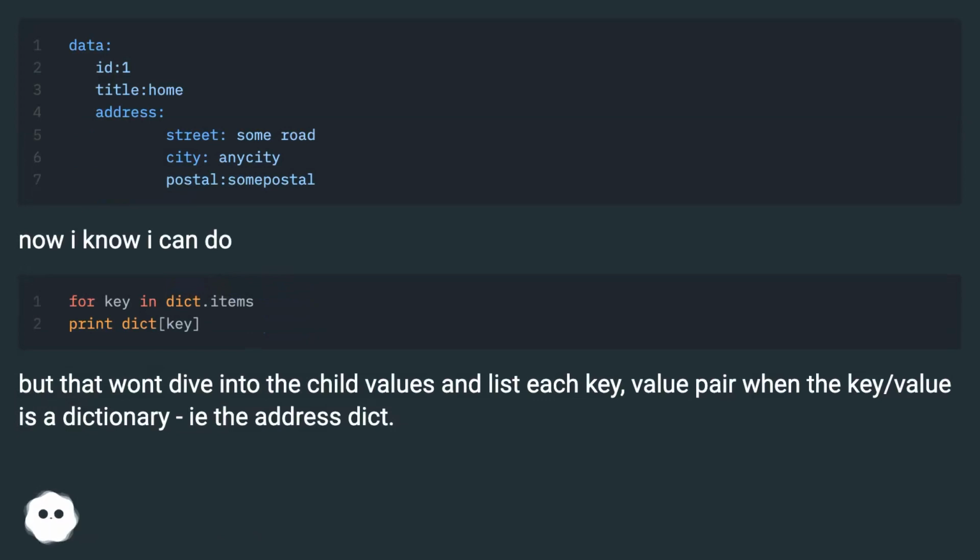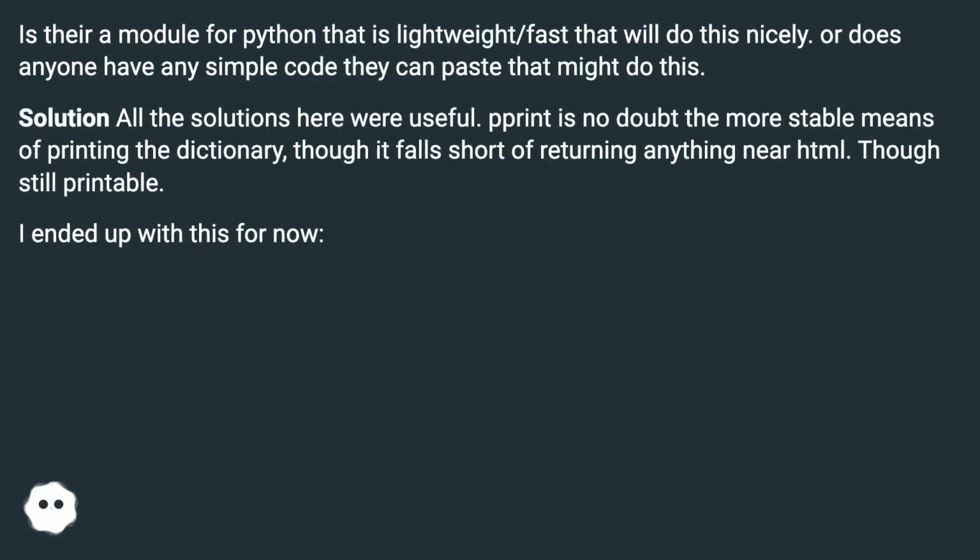Now I know I can do this. But that won't dive into the child values and list each key value pair when the key value is a dictionary, i.e. the address dict. Is there a module for Python that is lightweight, fast, that will do this nicely? Or does anyone have any simple code they can paste that might do this?